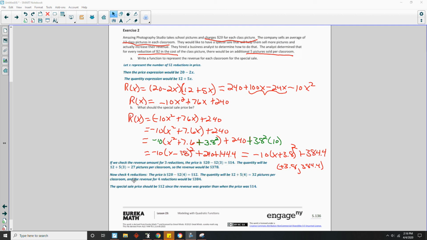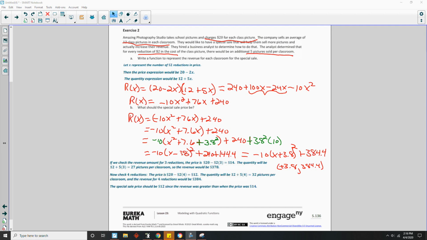Now check 4 reductions. So you take 20 minus 2 times 4, which is 8, which is $12. The quantity would be 12 plus 5 times 4, or 20, which is 32 pictures per classroom, and the revenue for 4 reductions would be $384. The special sale price should be $12 since the revenue was greater than the revenue when the price was 14.